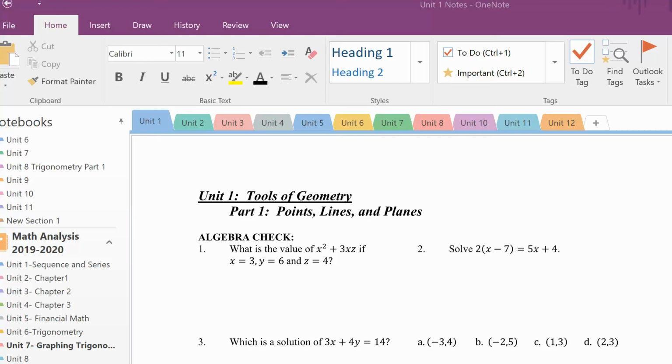Welcome to tonight's first video for summer geometry, Unit 1, Tools of Geometry. We're going to talk about some of the terms in geometry that you're going to use from here on out, and then there's also talking about points, lines, and planes. But the first thing we're going to do is a little algebra review.